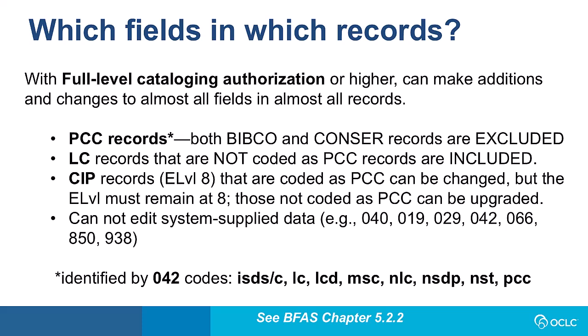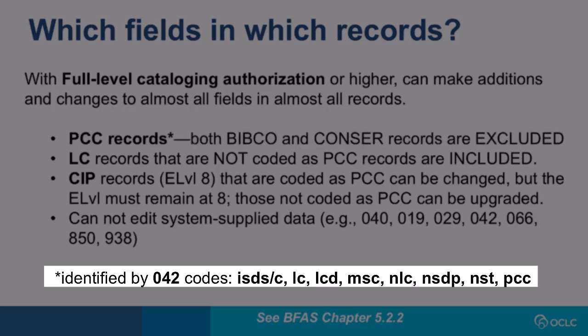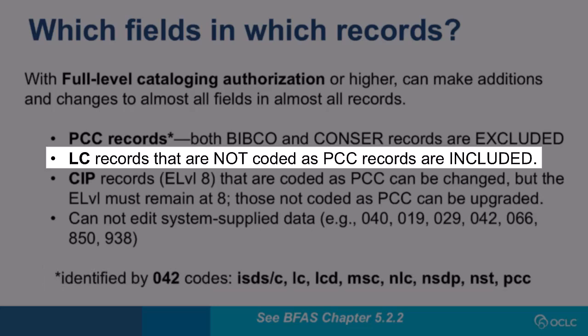With a full-level cataloging authorization or higher, you can make additions and changes to almost all fields in almost all records. But please be aware of the following exceptions. PCC, or Program for Cooperative Cataloging Records, both BibCo and Conser are excluded. PCC records can be identified by codes in the 042 of the record. LC records that are not coded as PCC records are included.